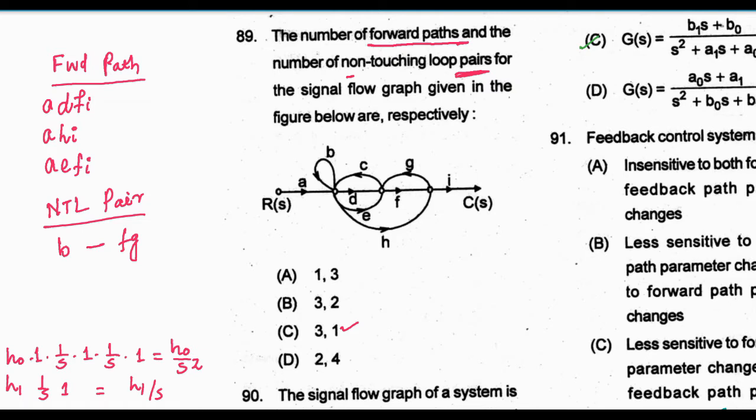So now what are the forward paths? First, this is one forward path, this is one forward path, another forward path is like this, and the last forward path is like this. These are the 3 forward paths. And what are the non-touching loops? This one is one non-touching loop, that is B, and another here. These two loops are non-touching. So this is one pair of non-touching loops. So the answer is 3 1.